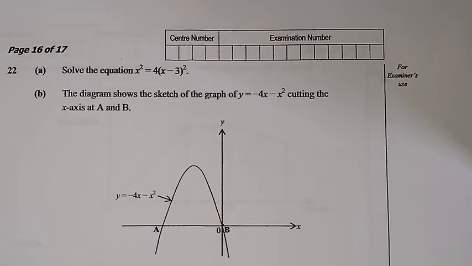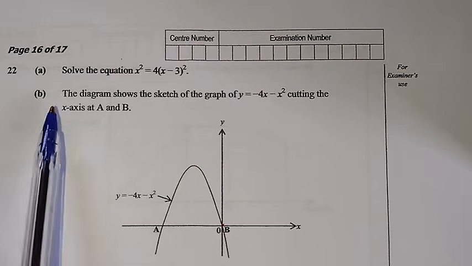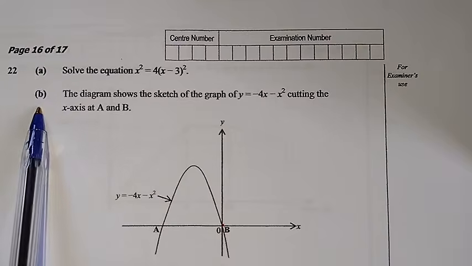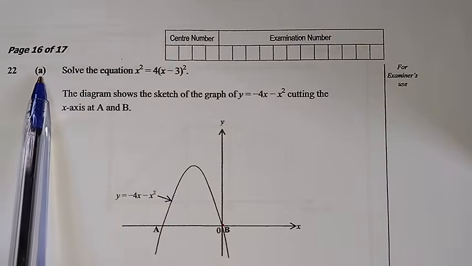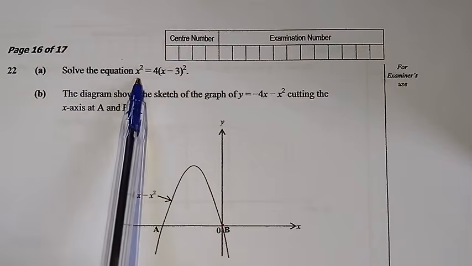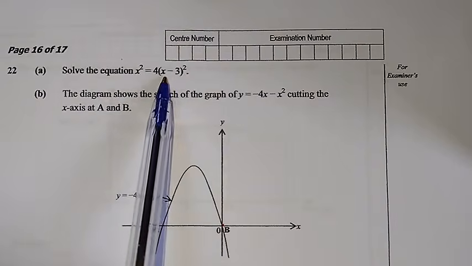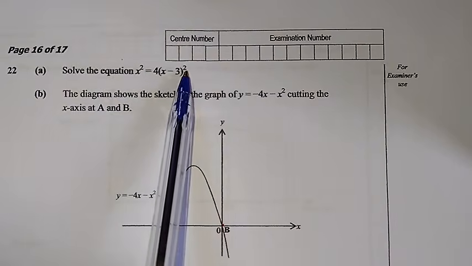So right here with me, I've got mathematics paper 1 for 2023 internal. We are going to look at question 22 right here. Under question 22, we have two questions, question A and question B. We are going to start with question A. Question A reads: solve the equation x squared equals 4, in brackets, x minus 3 squared.